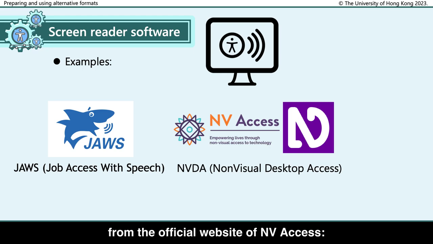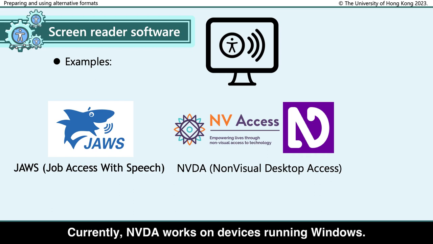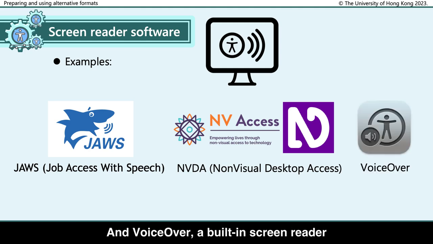From the official website of NV Access, nvaccess.org. Currently, NVDA works on devices running Windows, and VoiceOver, a built-in screen reader, in devices running macOS and iOS. To activate VoiceOver, go to Settings, Accessibility, then VoiceOver. Turn the settings on or off accordingly.